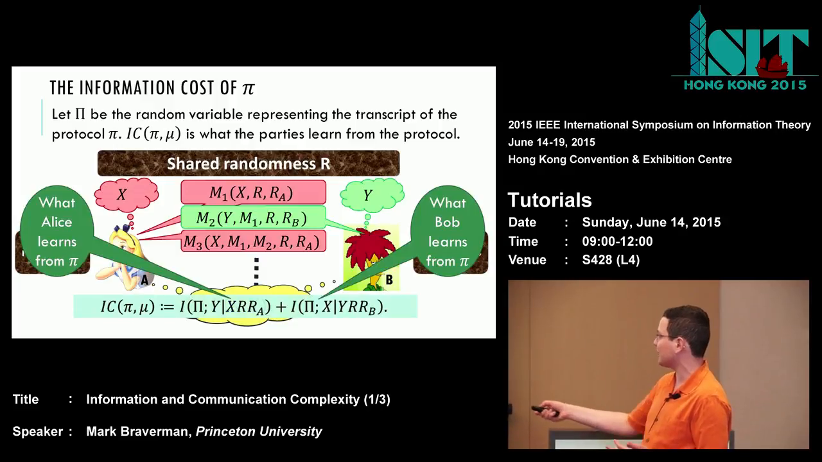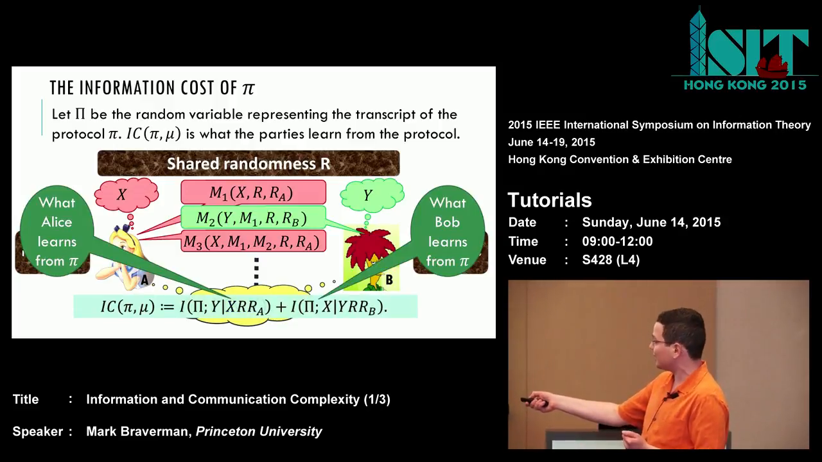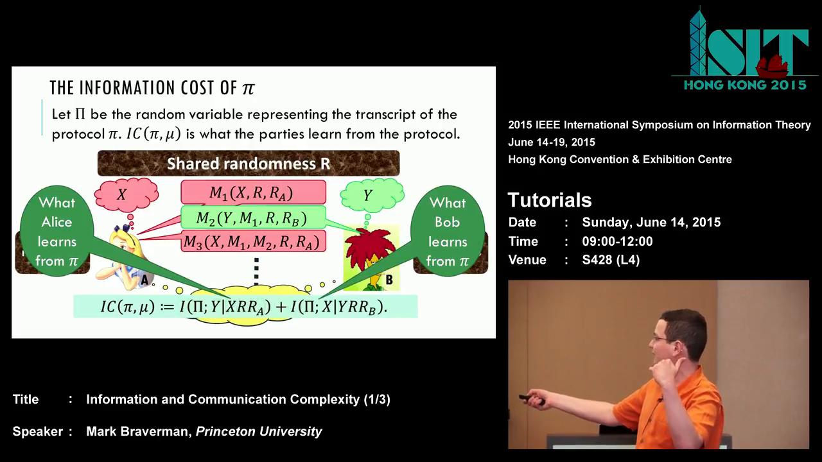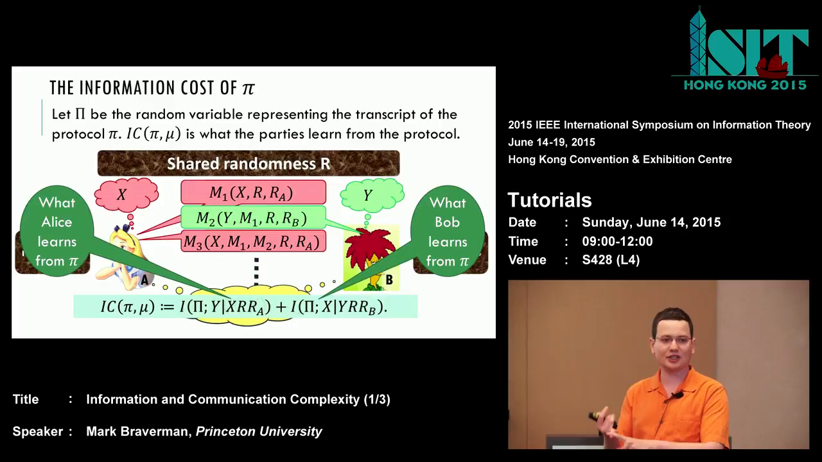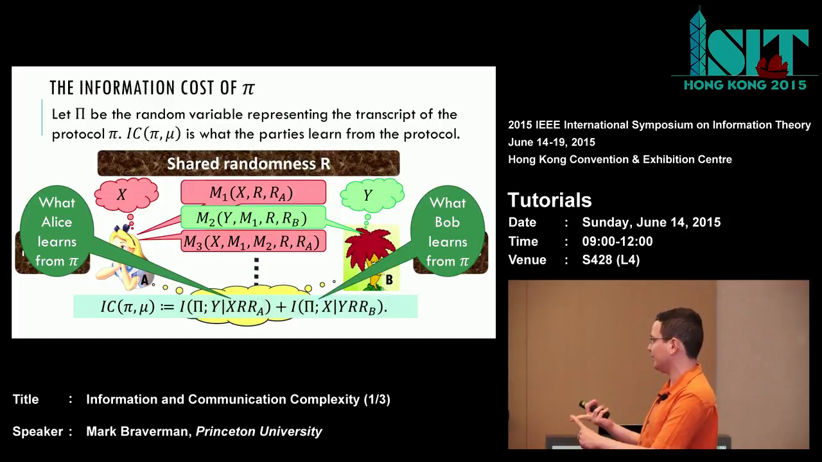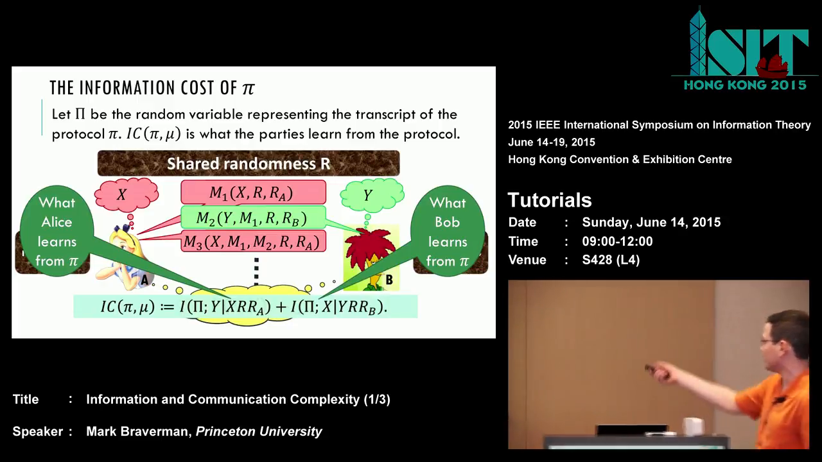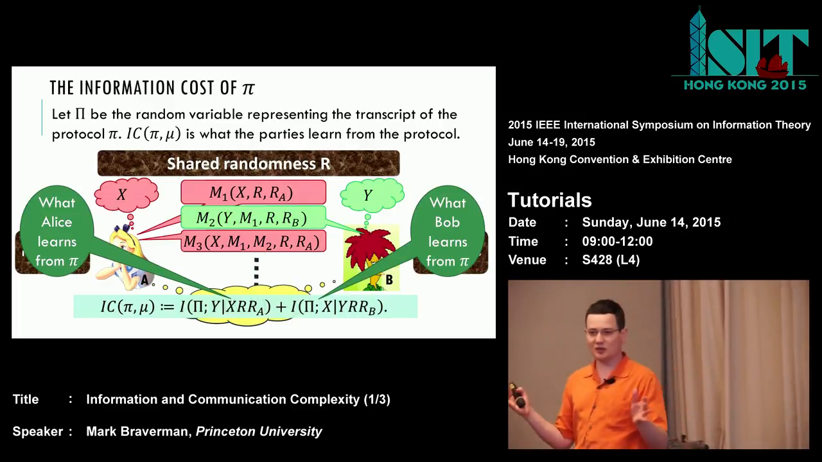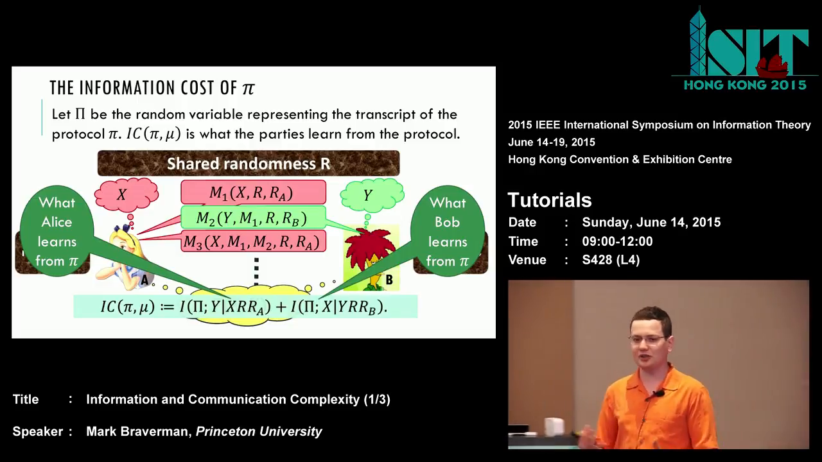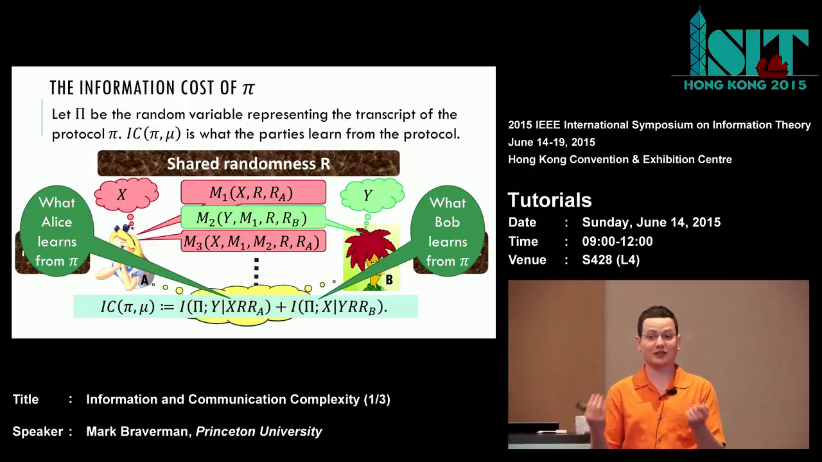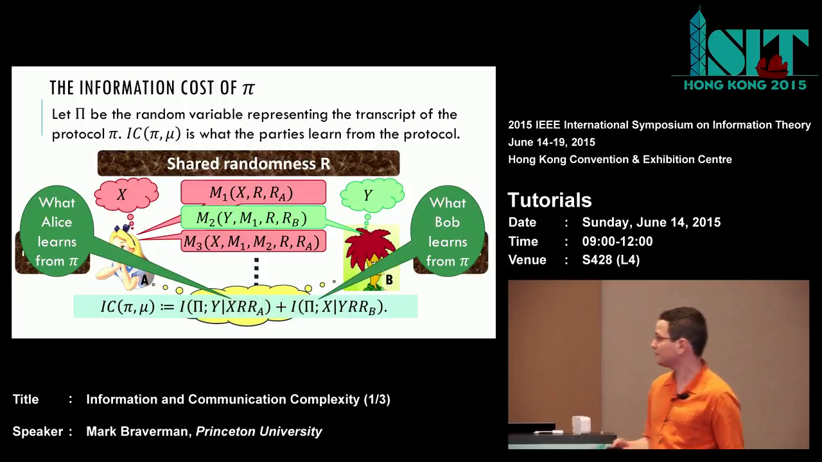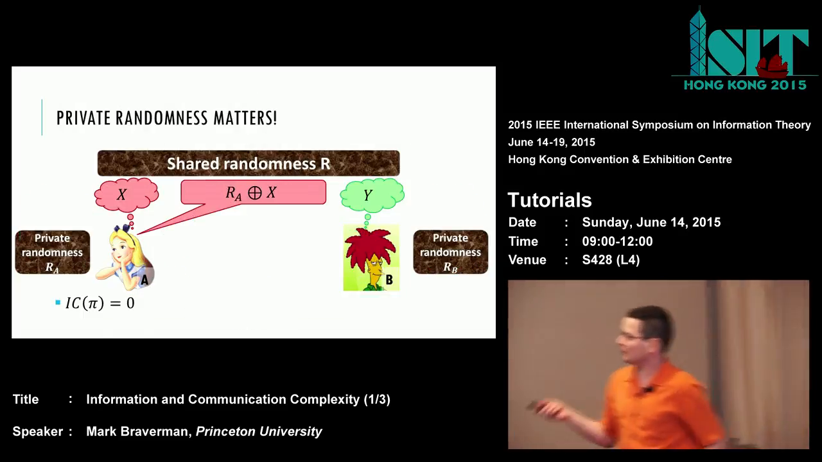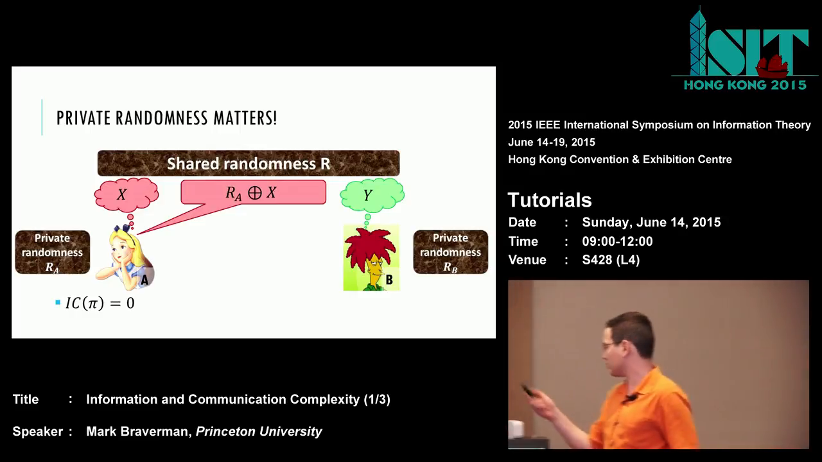So this term, for example, is what Alice learns from Pi. It's the mutual information between the transcript and Y, given the things that Alice has access to, which is her randomness, public randomness, and X. And similarly, this is what Bob learns. So again, in words, the information cost of a protocol is how much the parties learn about each other's inputs.